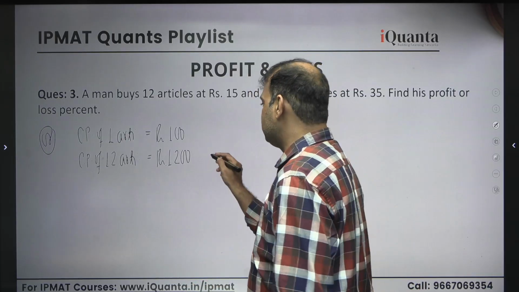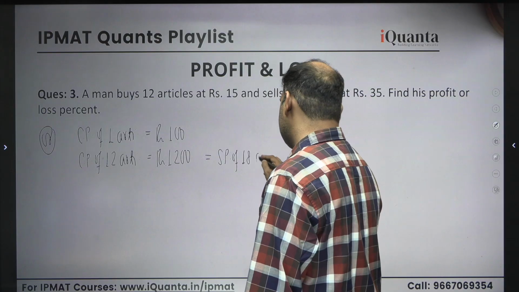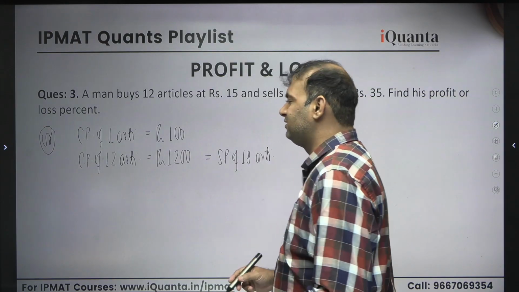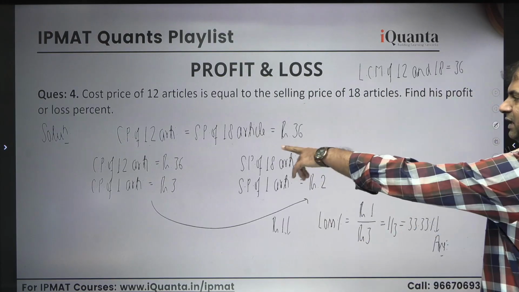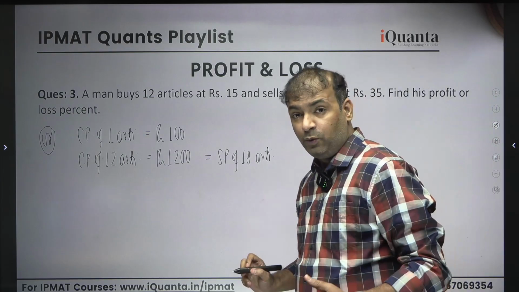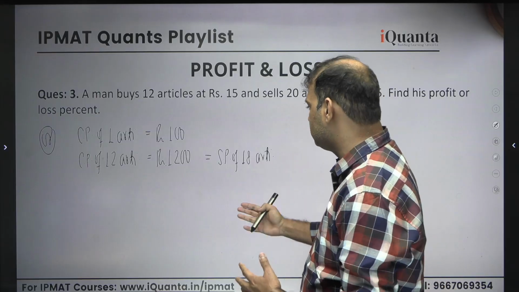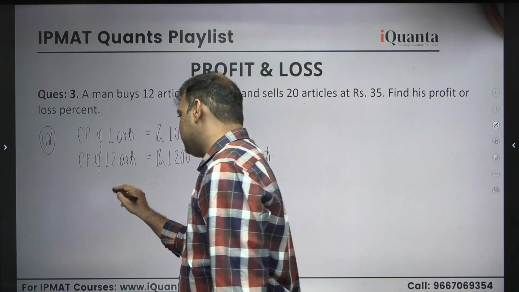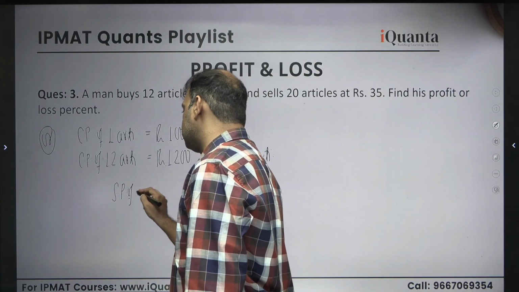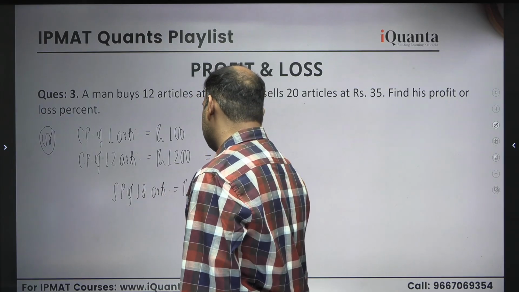And the same has to be the selling price of 18 articles, right? Because that is something given to us, that the cost price of 12 articles is equal to the selling price of 18 articles, right guys? This is something given. So yes, these two amounts should also be equal. Selling price of 18 is rupees 1200, and by which you can simplify. Let's now find the selling price of one article, otherwise it might be lengthier, or if you want you can do that as well.